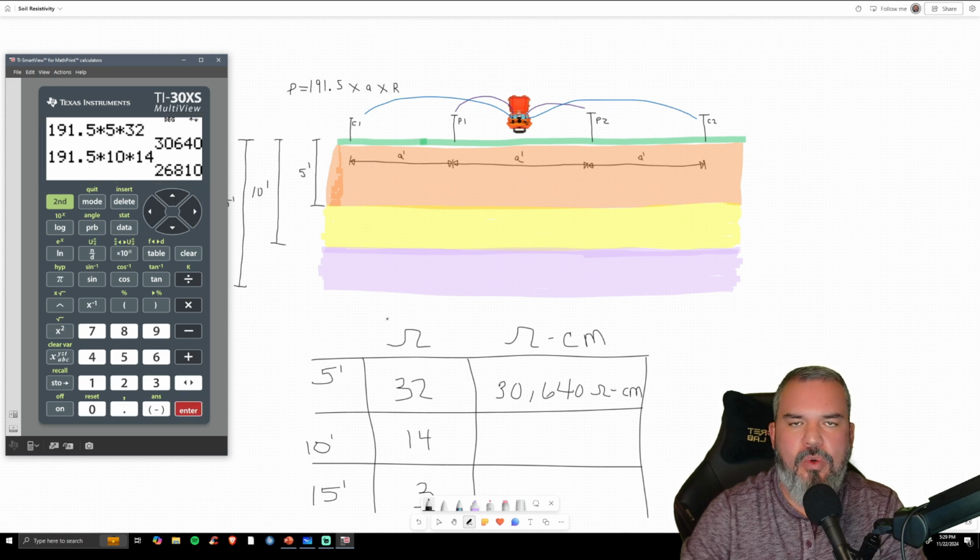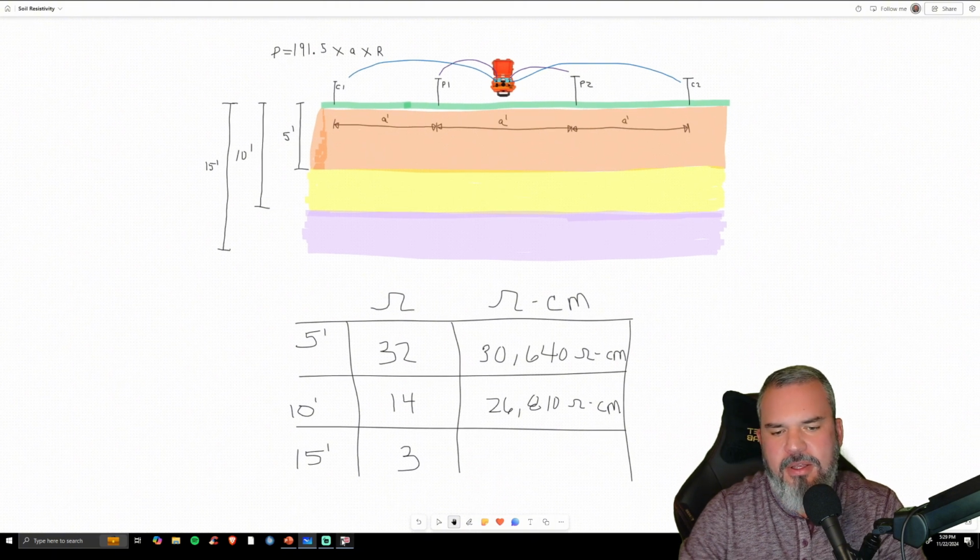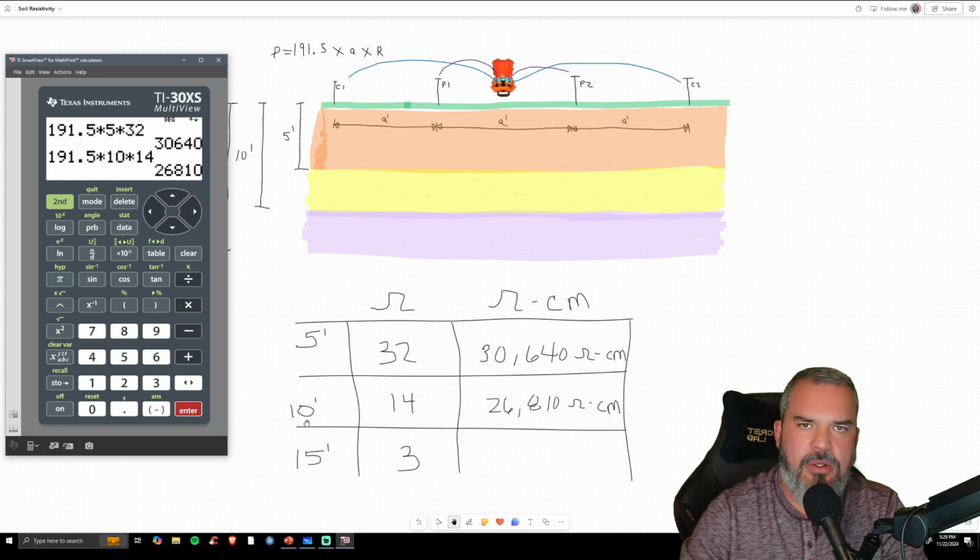And that's going to equal 26,810. So we'll go 26,810 ohm centimeter. All right, got it. I'm going to move down just a hair. And now we're going to take a look at 15 foot spacing, or in other words, 15-foot depth.